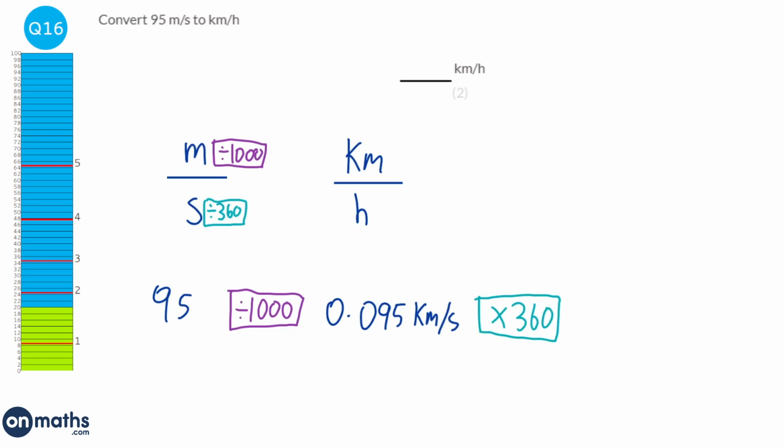And so we do 0.095 times 360, and you get the answer of 342 kilometers per hour. So our answer is 342 kilometers per hour.